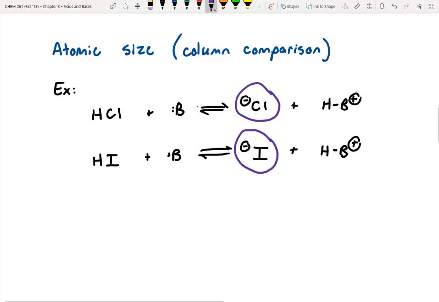Question is which one's more stable, and we're not invoking electronegativity because they're not in the same row. We really only use electronegativity when we're comparing across a row. All right, so now the question is which one's going to be happier carrying a negative charge, the small chloride anion or the really big iodide anion?